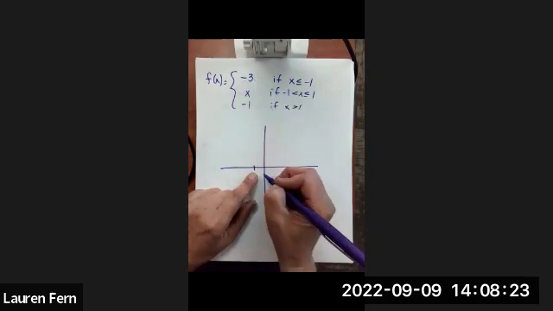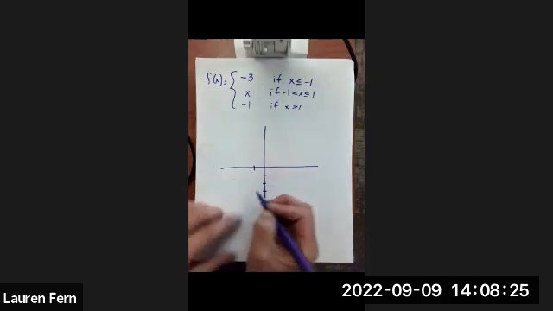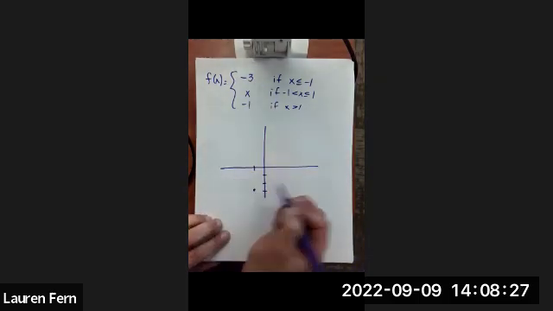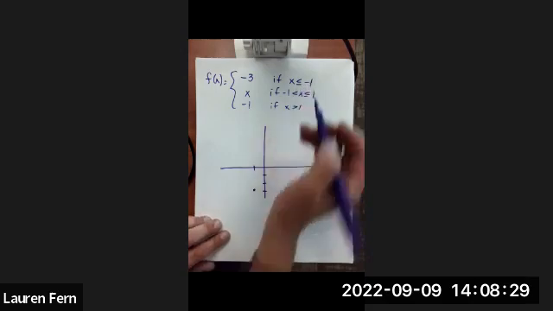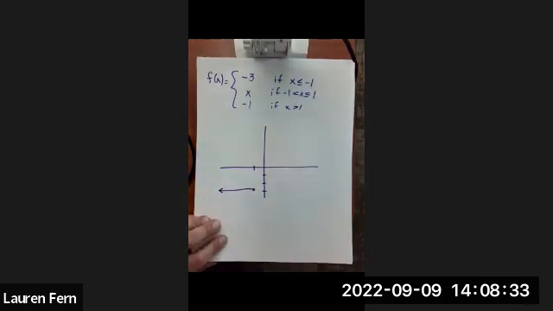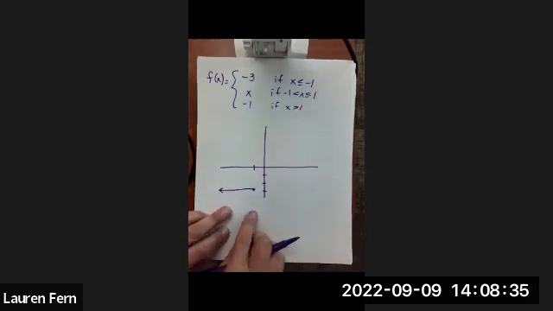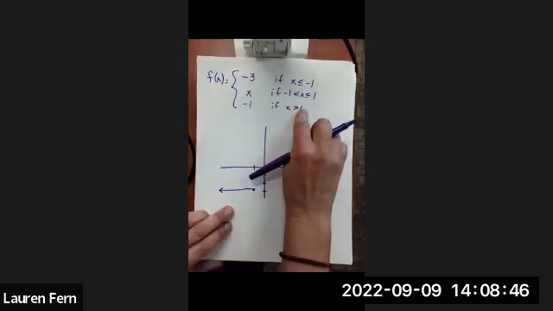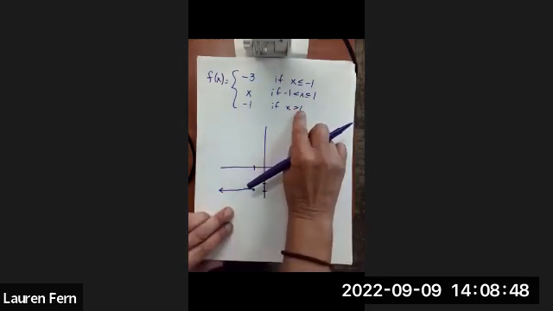-3 on the y-axis. Do you agree? I would put a closed circle here because I've got the equal to, and we know that that's a constant function. You with me on this part? Thumbs up, thumbs down. Okay, opinions are great. All right, I'm going to bop over and do this next one now.